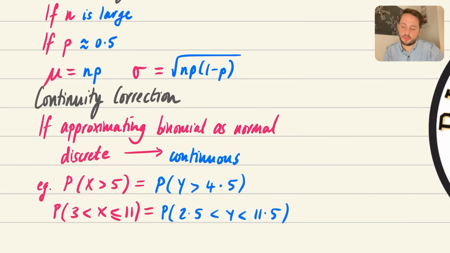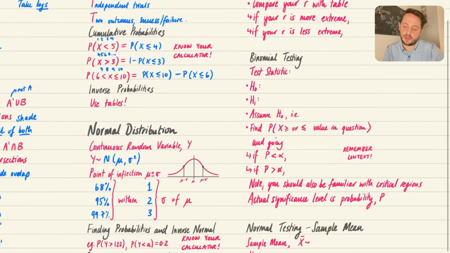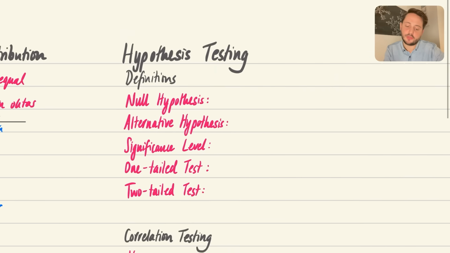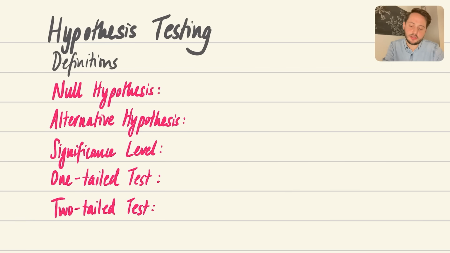Okay, so we're moving on to the last section. I've put all of the hypothesis testing together here. So for hypothesis testing, we need to know some of these definitions. First of all, the null hypothesis we write as H0, and this is what we assume to be true.